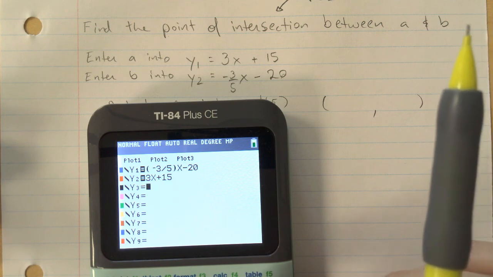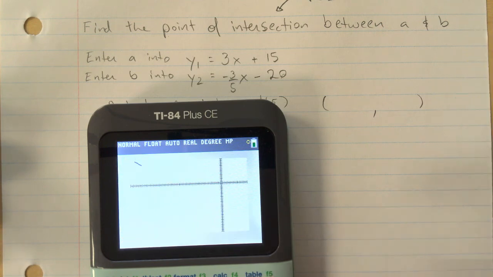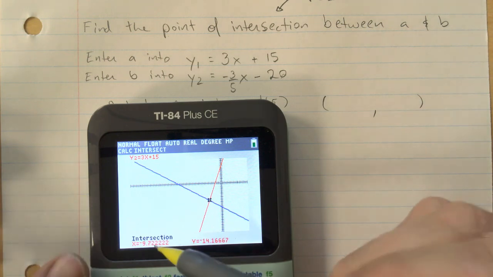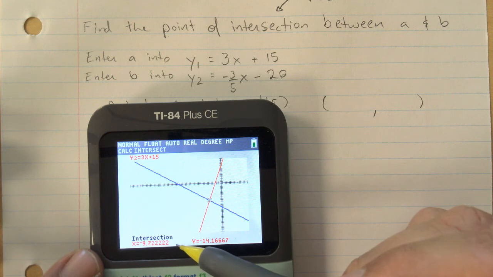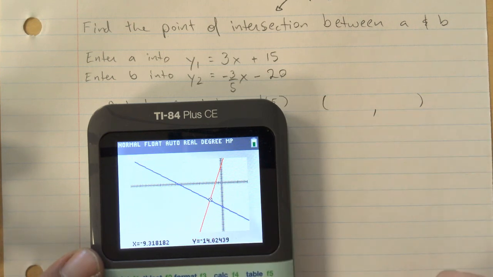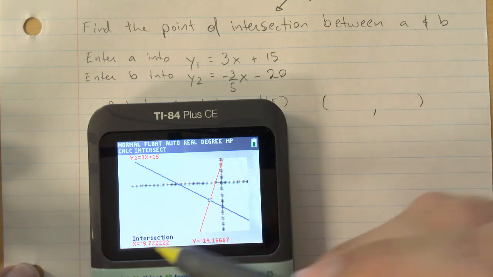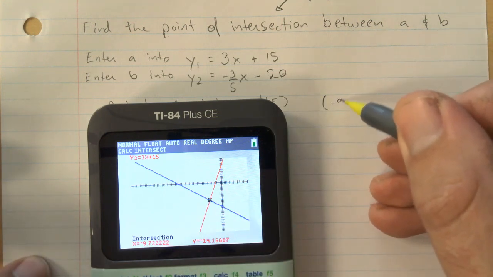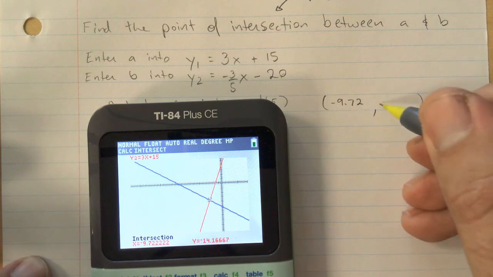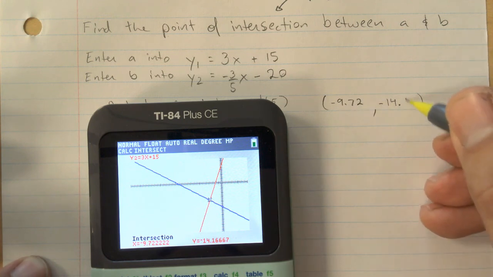So let's hit graph. When we have them both entered, you can see the blue and the red. We see the intersection, easy as that. So we go second, trace 5, close your eyes and go enter, enter, enter. Right? When you see intersection down here, and then you're like, oh yeah, I got it. Oh, I pressed the arrow sideways. That's close enough. I'm just going to write that down. It's like, no, you got to do it again. Second trace 5, enter, enter, enter. And that's what you write down. So that's negative 9.72, round to 2 decimals, negative 14.17.